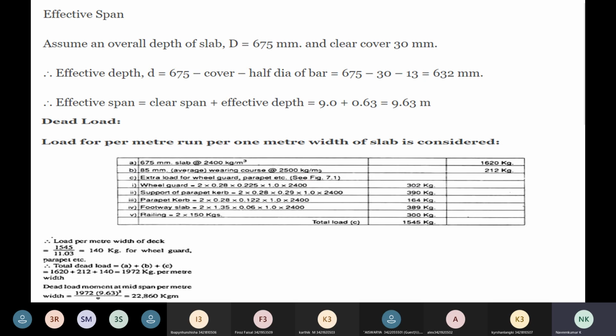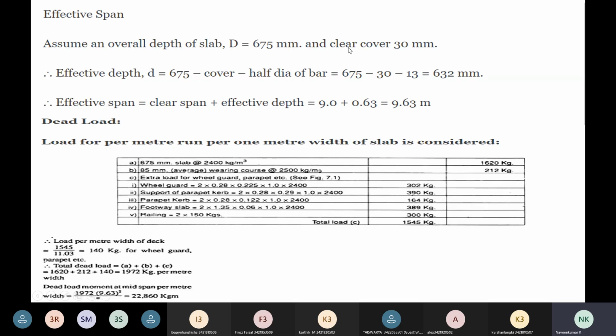We know the value of W. We just calculated 1972 as the W value. You can substitute here. L is the effective span, which is 9.63 meters, squared, divided by 8. Dividing by 8 you get the dead load moment at the mid span per meter, that is 22,860 kg per meter.